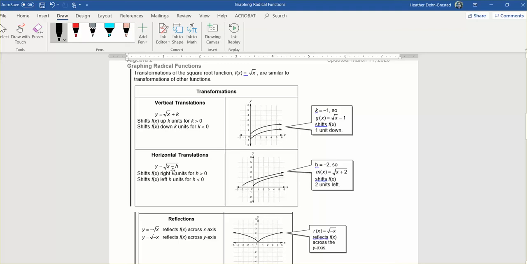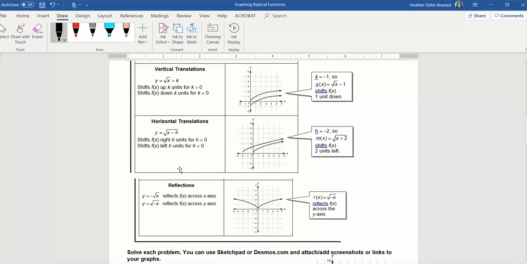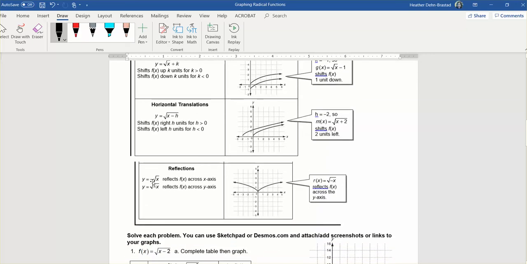Horizontal translations are added or subtracted to the x underneath the radical sign. If it's minus h, it moves it to the right. If it's plus h, it moves it to the left. And then reflections: if the negative sign is in front of the square root, it's reflected across the x-axis. If it's underneath the radical with the x, like in this one, it's reflected across the y-axis.